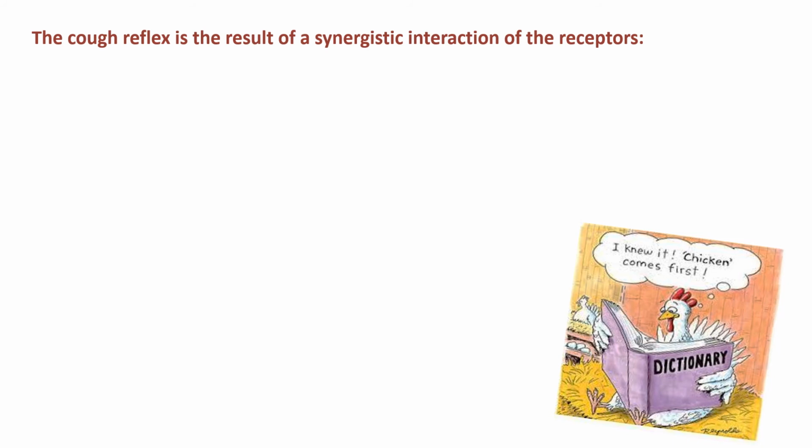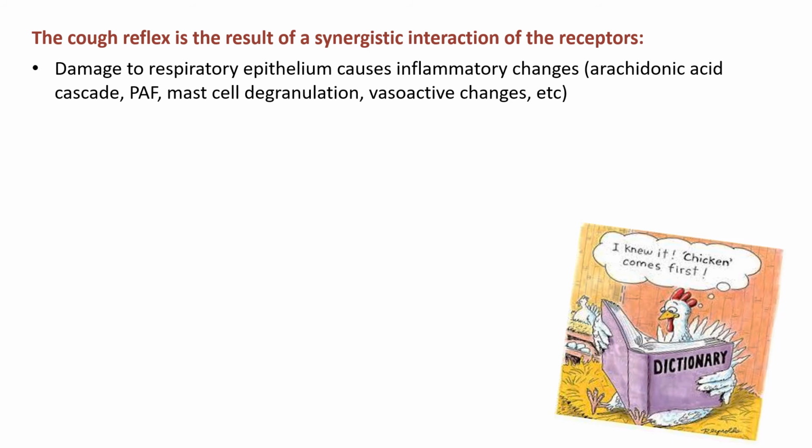So the cough reflex then, we've already sort of talked about this chicken and egg situation. You have this synergistic interaction of the receptors, and this helps to explain really why coughs can be so persistent. So, of course, damage to any respiratory epithelium due to any pathogens, anything like that, is going to cause inflammatory changes. So we get arachidonic acid cascade, so we get our prostaglandins, our leukotrienes, all the rest of it, platelet activating factor, mast cell degranulation, vasoactive changes, etc., etc.